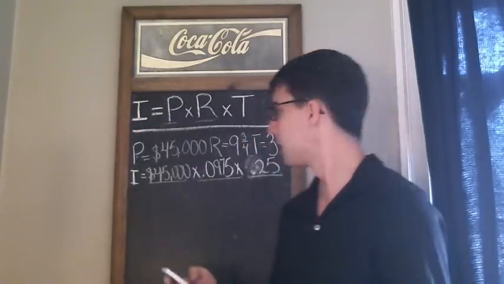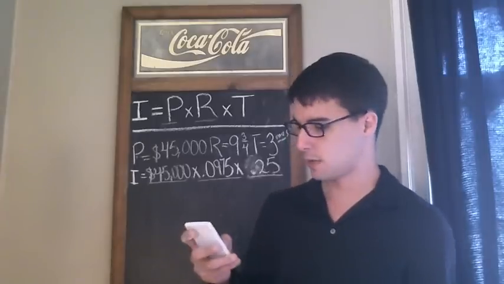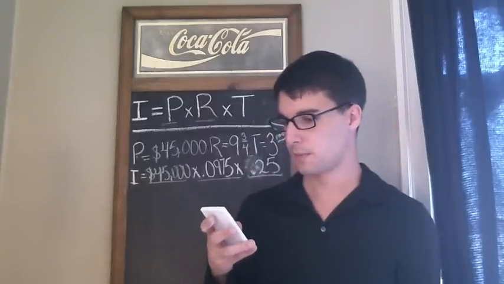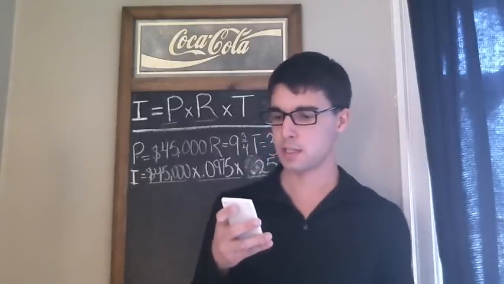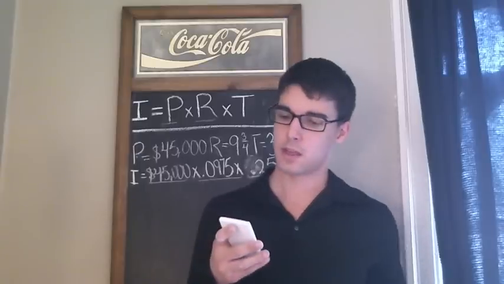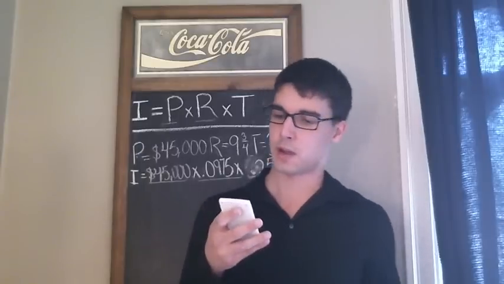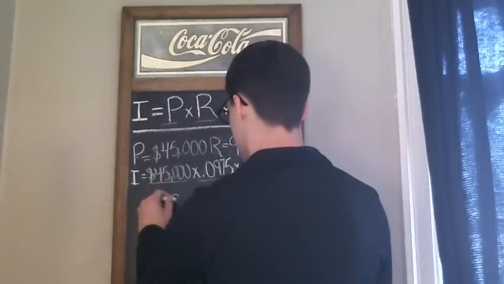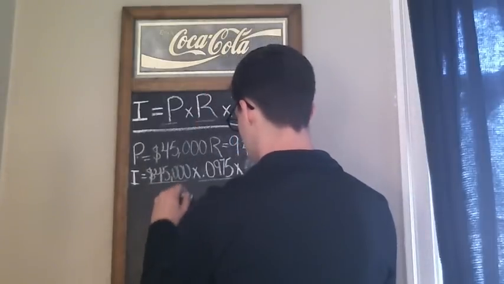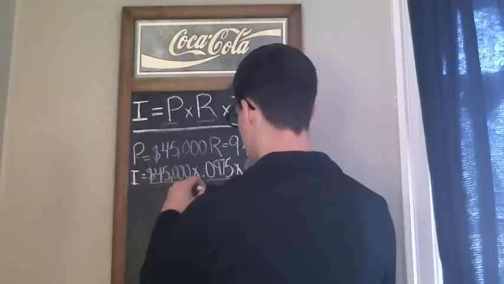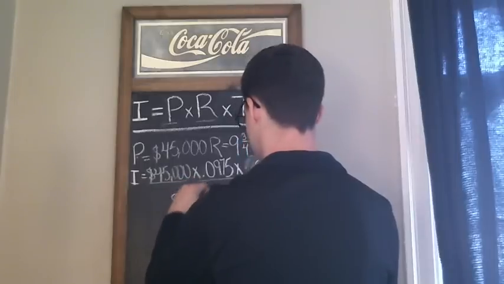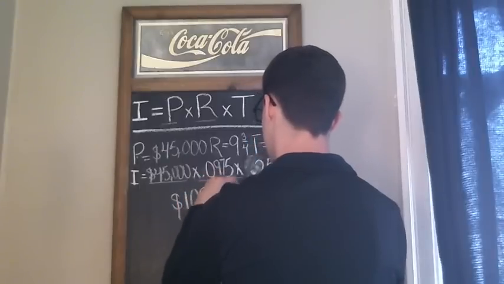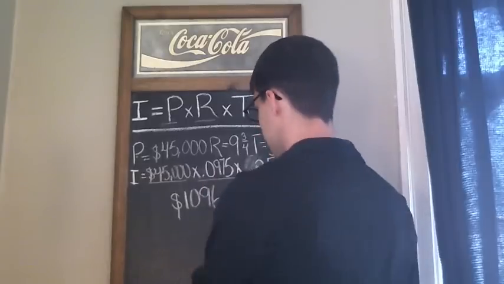45,000 times 0.0975 times 0.25. And we get 1,096.875. And we are going to round that up to $1,096.88.